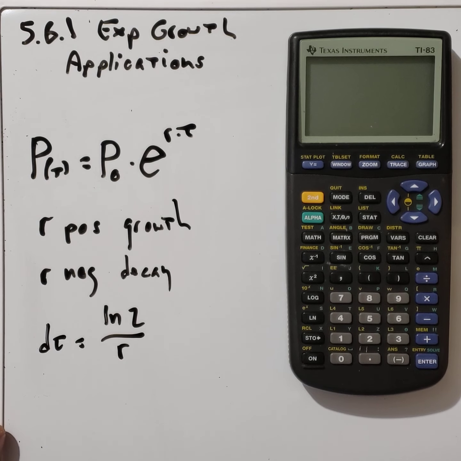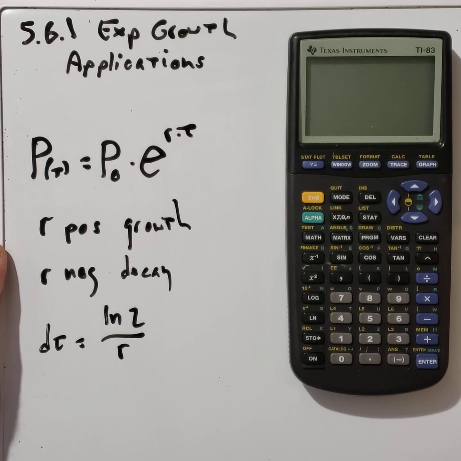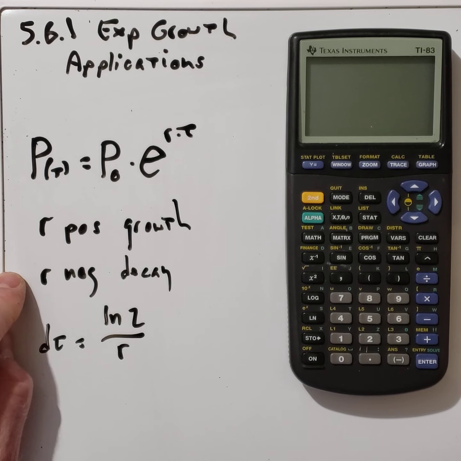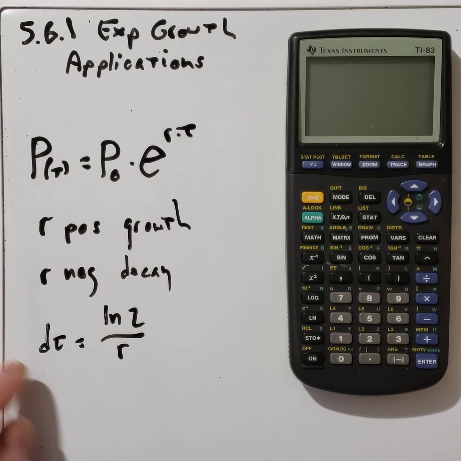And if the rate is positive, this thing will grow. If the rate is negative, it will decay, and we'll look at an example of each of those. And there's a little formula here for the doubling time. I really don't care about doubling time, but my math lab asks 5-part questions, and if you don't get one of them right, you don't get your green check mark. So this is really here so you can get your green check mark.